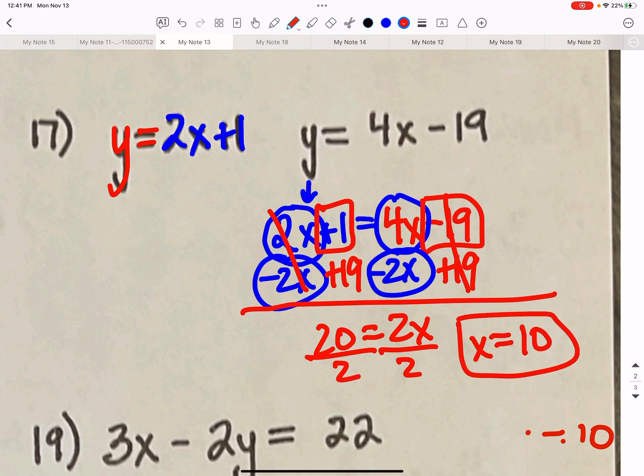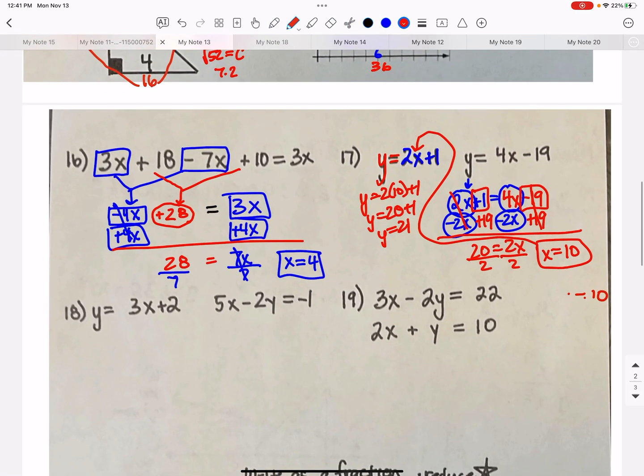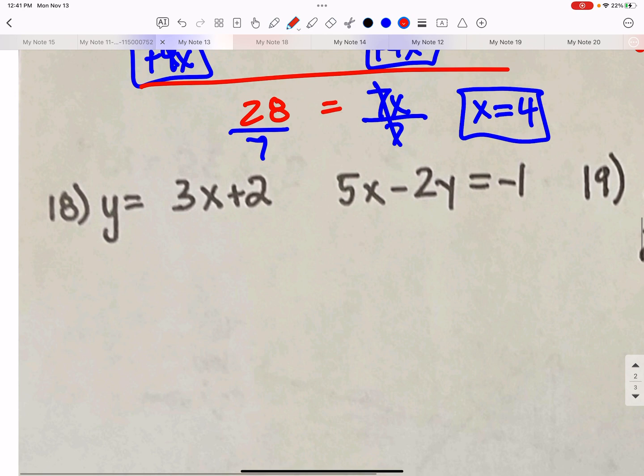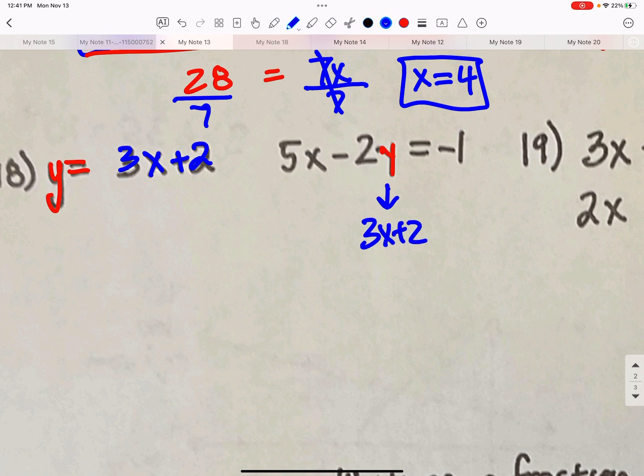I'm going to plug that back in to the equation, and y equals 2 times 10 plus 1, y equals 20 plus 1, y equals 21. All right, the next thing I'm going to do is I'm going to take out y equals 3x plus 2. So I'm going to take out the y, and I'm going to plug in 3x plus 2.